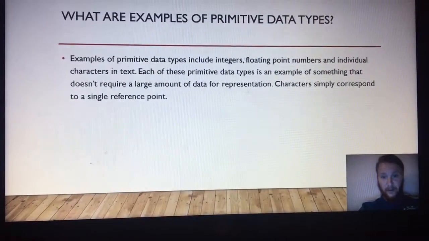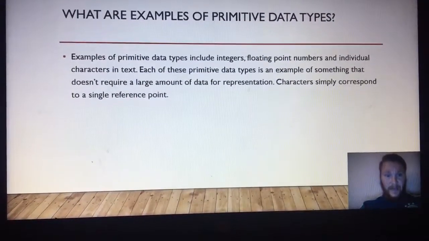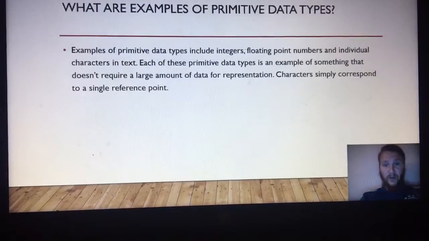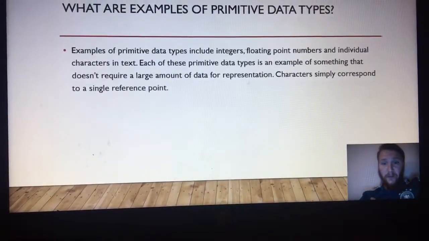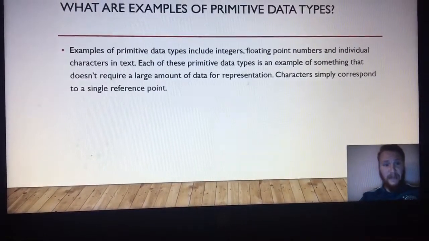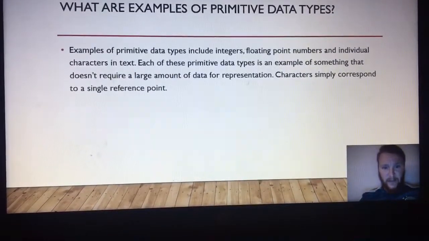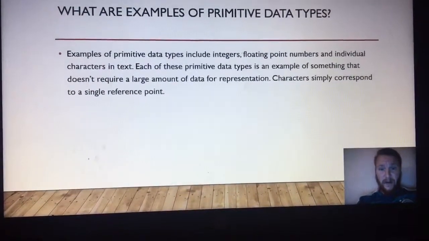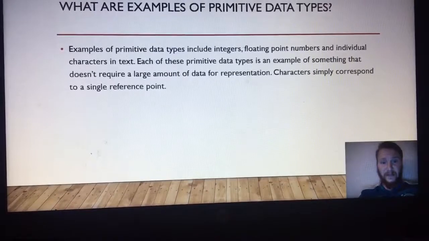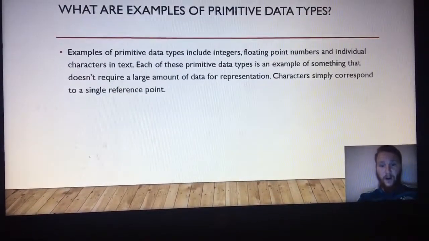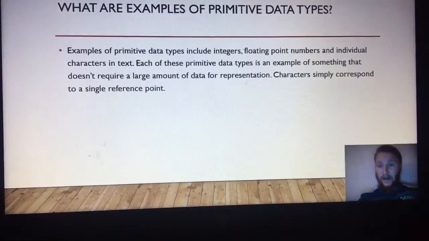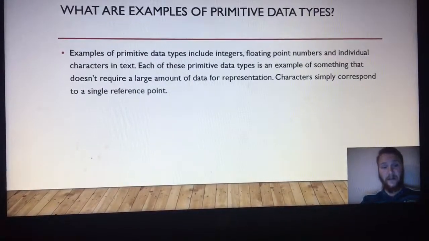What are examples of those primitive data types? Examples of primitive data types include integers, floating point numbers, and individual characters in text. Each of these primitive data types is an example of something that doesn't require a large amount of data for representation. Characters simply correspond to a single reference point.